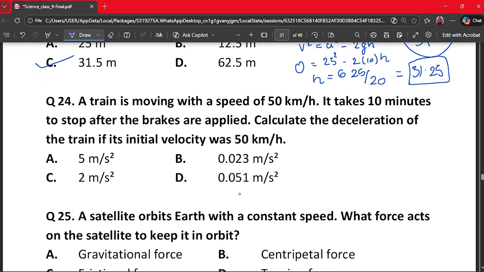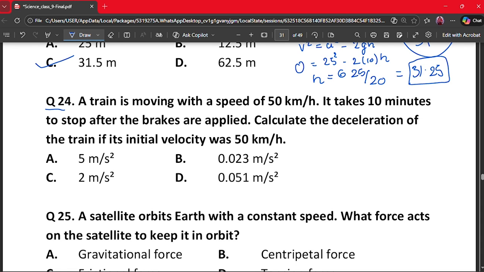Our next question is question number 24. A train is moving with a speed of 50 km per hour. It takes 10 minutes to stop after the brakes are applied. Calculate the deceleration of the train if its initial velocity was 50 km per hour. A. 5 meter per second square. B. 0.023 meter per second square. C is 2 meter per second square. And D. 0.051 meter per second square.